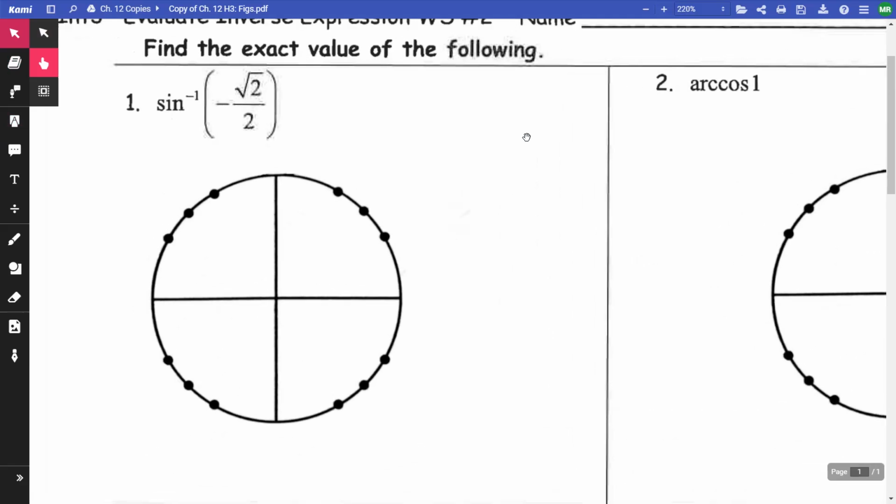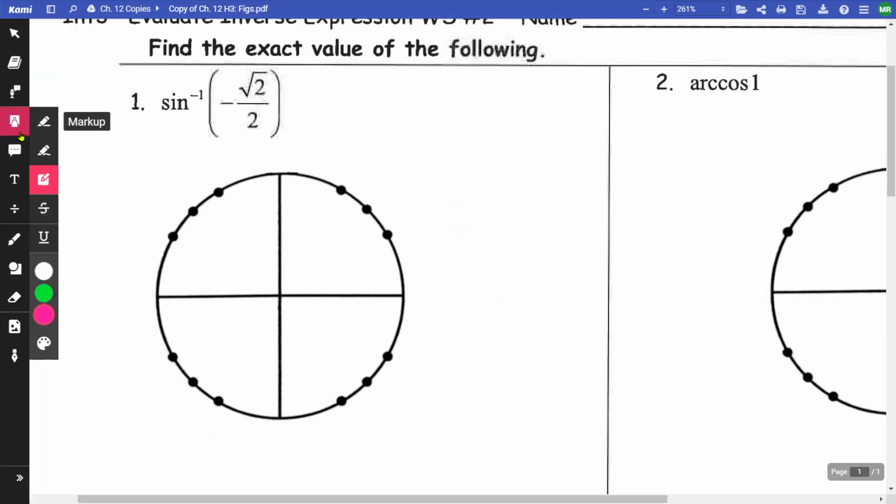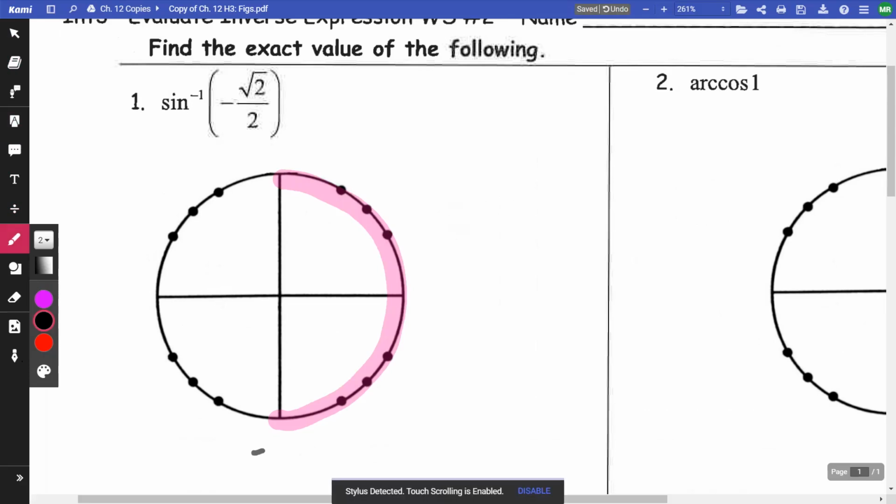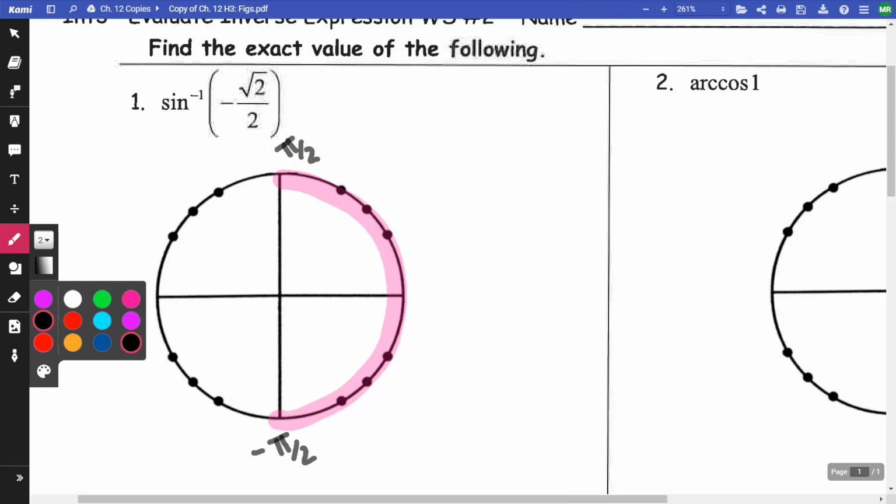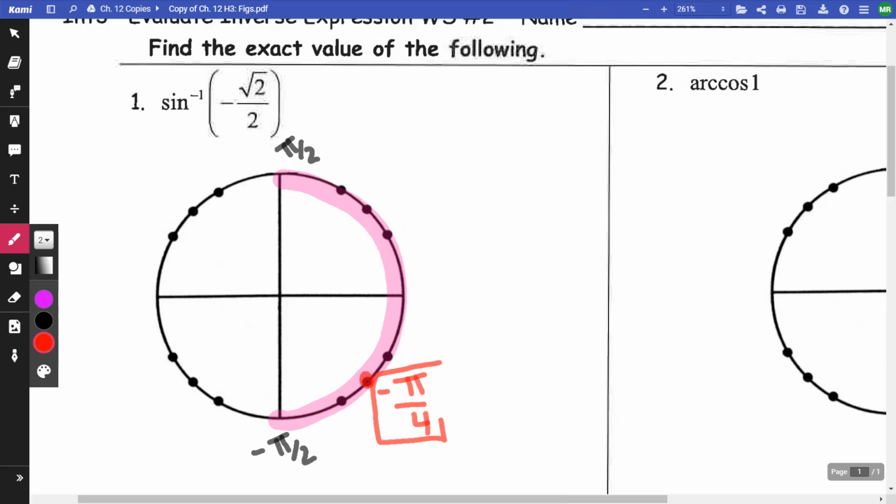Okay, so we're doing more of the same with our inverse. Again, we want to focus on where we want to be. Sine inverse is going to be from here to here, and when I say that, I mean from negative pi halves to positive pi halves. I want what angle will give me a sine that is a negative root 2 halves. That angle is going to be right here, and this is going to be negative pi fourths. And that is our answer.